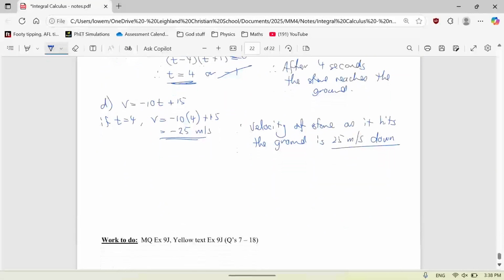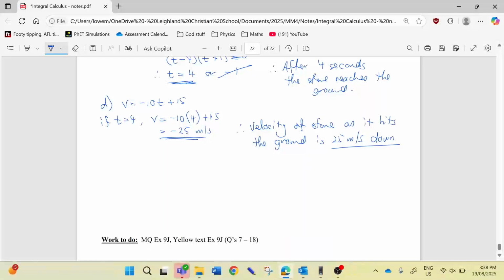Okay, so there are some problems to work on. MathsQuest text 9J, or the yellow text 9J, questions 7 to 18.